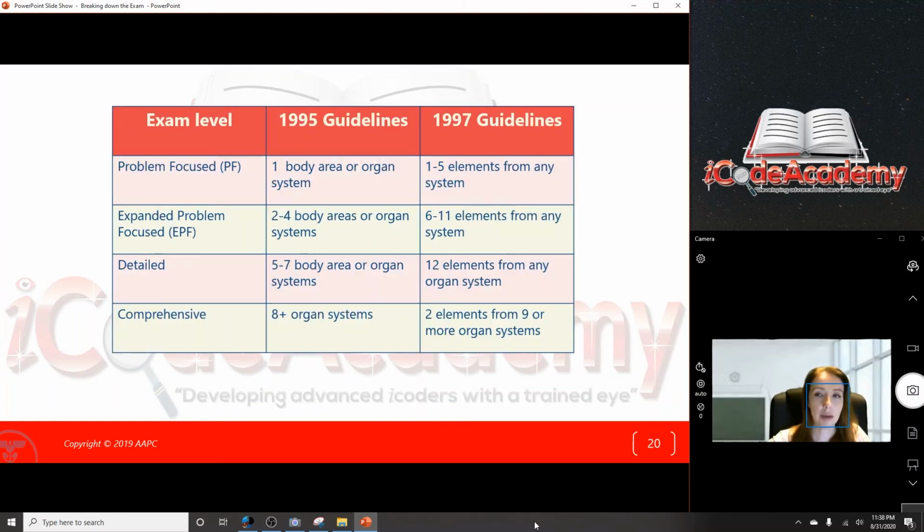So let's compare the 95 and the 97 guidelines. Again, you can see here on the left side of your screen, we still have 4 levels: problem focused, expanded problem focused, detailed, and comprehensive. That doesn't change between the 2 of them. What changes between 95 and 97 guidelines for evaluation and management services are the details that justify those 4 levels. We just reviewed in detail the 1995, and here we can see the 1997 actually accounts for elements from specific systems rather than the number or amount of various systems that have been examined.